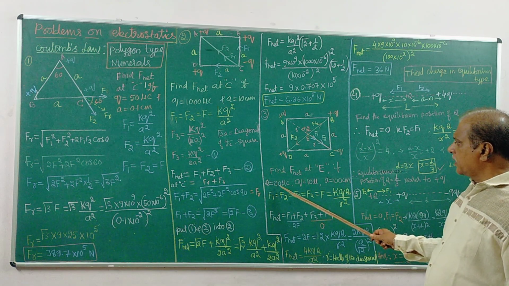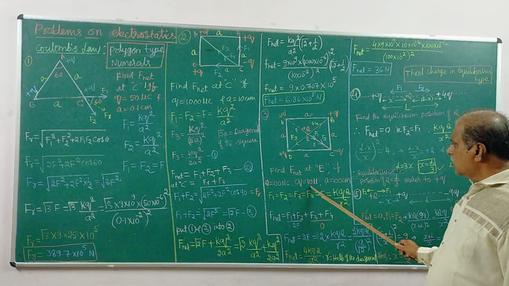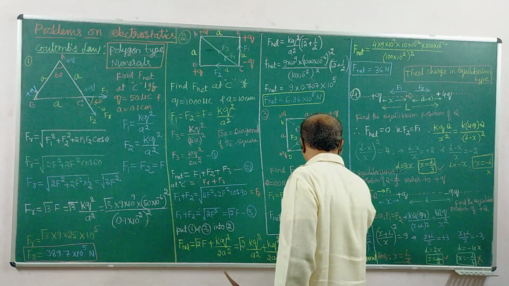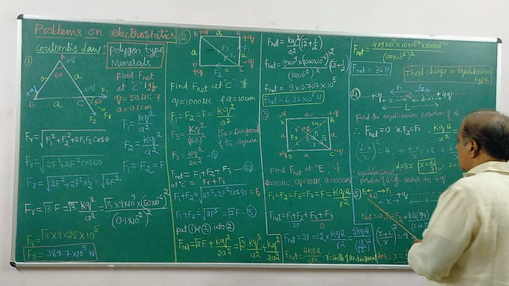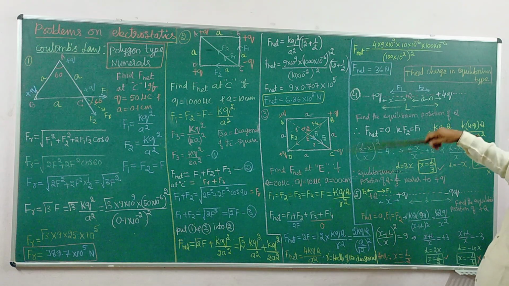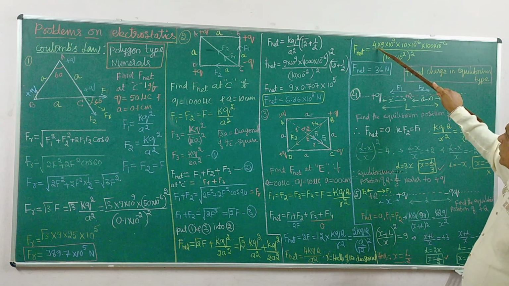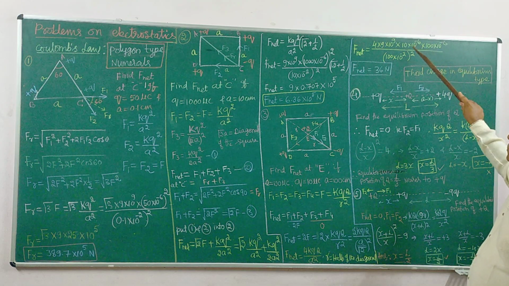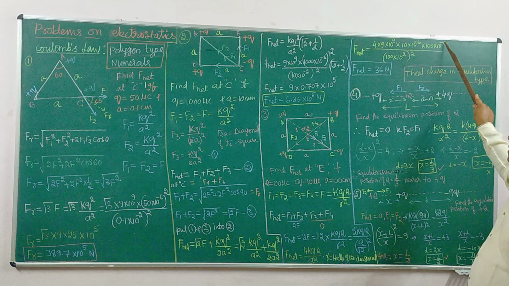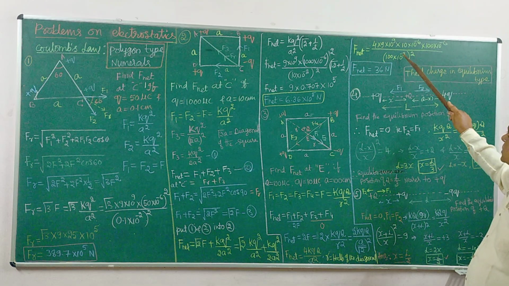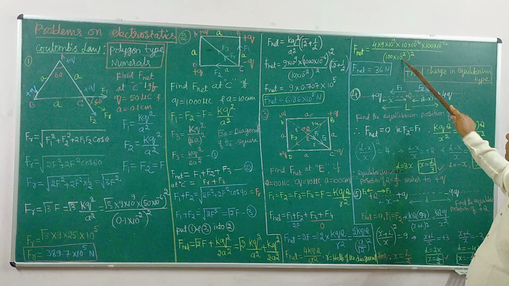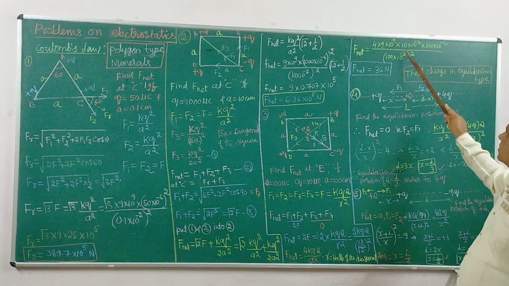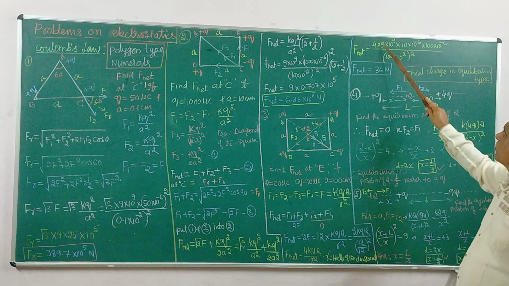Capital Q is equal to 100 microcoulomb, small q is equal to 10 microcoulomb, and A is equal to 100 centimeter. Substitute them into the same equation. That is 4 into K, this K value, and it is small q, capital Q, the 10 in 10 to the power minus 6, 100, and A is 100 in 10 to the power minus 2, that is in SI, whole square.